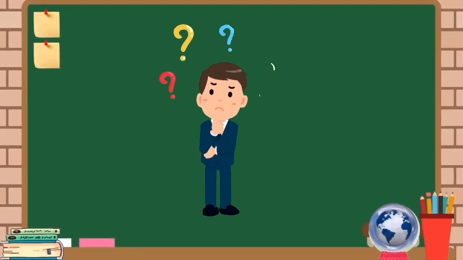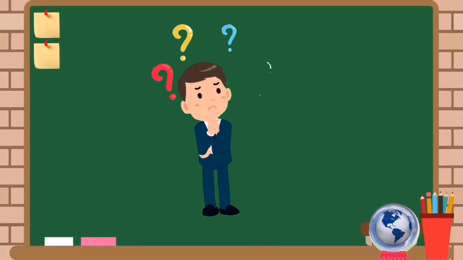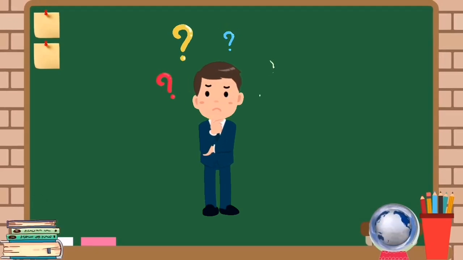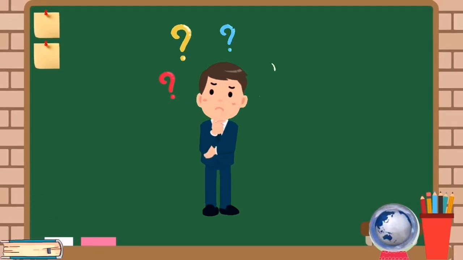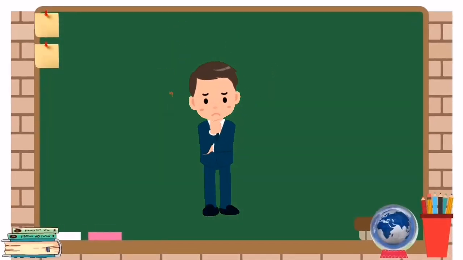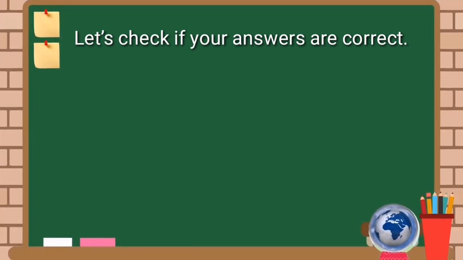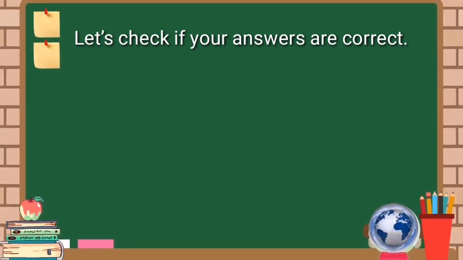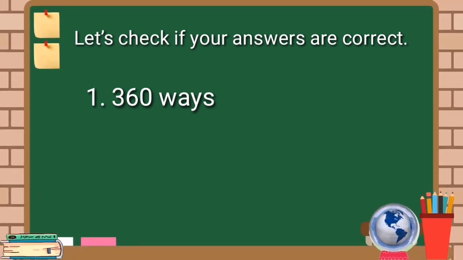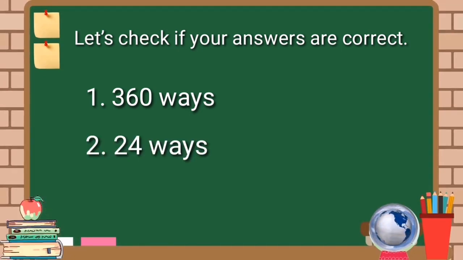How did you determine the different possibilities asked for in the two situations? Is the order important? What mathematical concepts or principles did you apply to solve each problem? So let's check your answers. Number 1, 360 ways. Number 2, 24 ways.